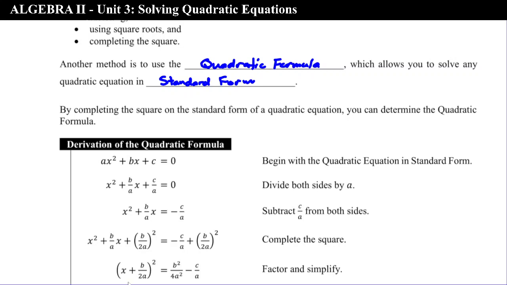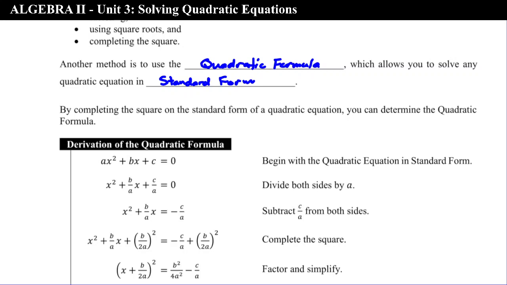On the right-hand side, since we were working on the left-hand side doing that, let's factor and simplify. So we factored the left-hand side, and we're simplifying the right-hand side. All we did was move this b over 2a quantity squared term in front, so we lead with a positive. And we went ahead and squared everything. So b squared is b squared, 2 squared is 4, and a squared is a squared. And then we have minus c over a on the end.